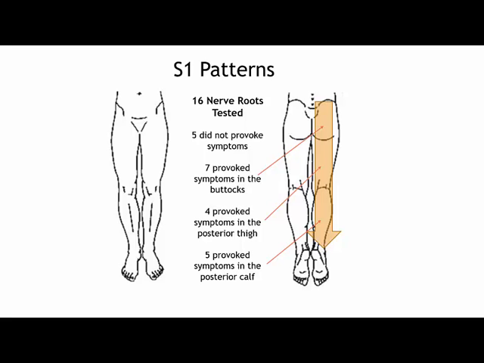For S1, 16 nerve roots were tested. 5 did not provoke symptoms. 7 provoked symptoms in the buttocks. 4 provoked symptoms in the posterior thigh, and 5 provoked symptoms in the posterior calf. None were provoked in the anterior leg. If we look at the traditional pattern for S1, this is the only nerve root that follows the traditional pattern.